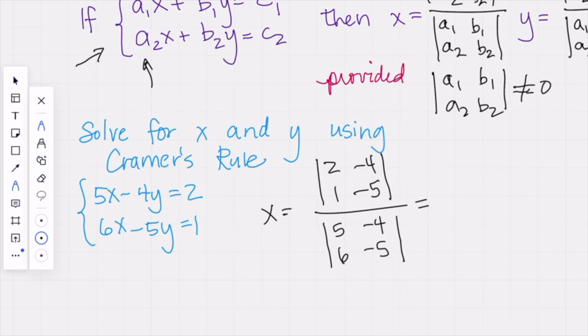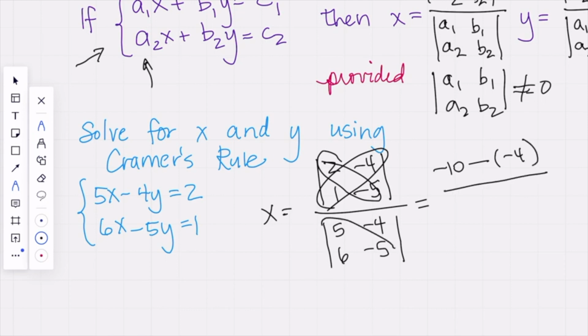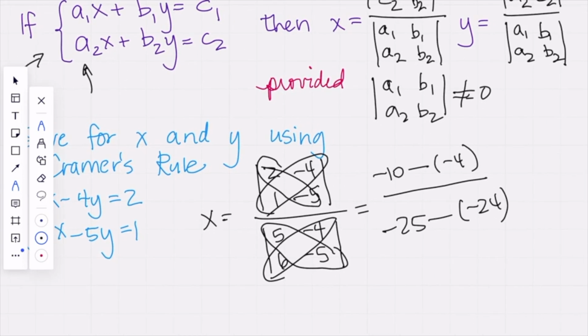So I'm going to have, remember we're going to multiply this diagonal first, negative 10 minus negative 4 in the numerator. And in the denominator, I'm going to have negative 25 minus negative 24. Let's see what happens. I've got negative 10 plus 4, which is negative 6, over negative 25 plus 24, negative 1. And so we think that our x value is positive 6.